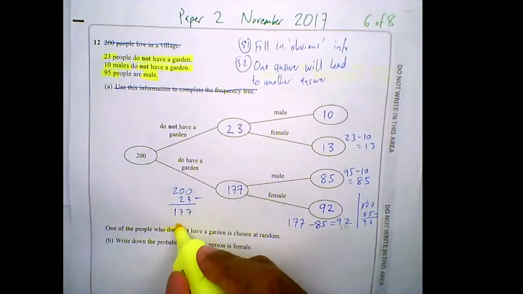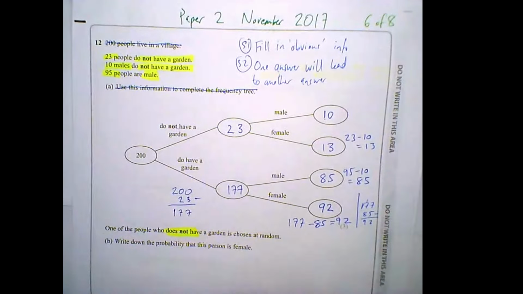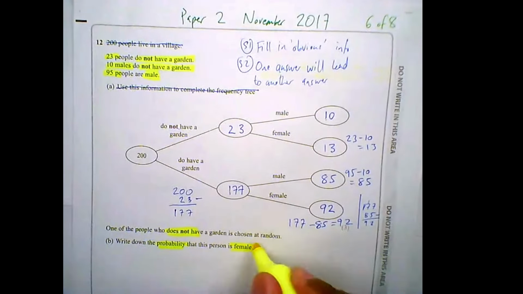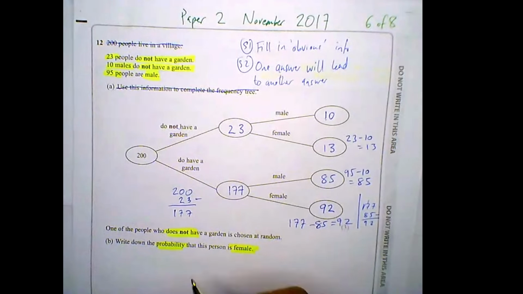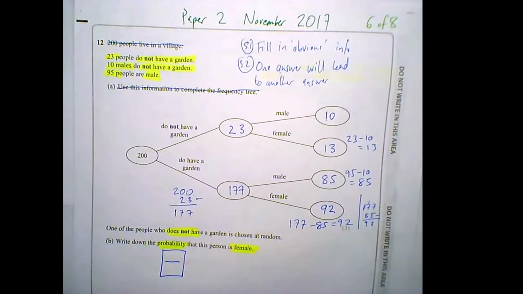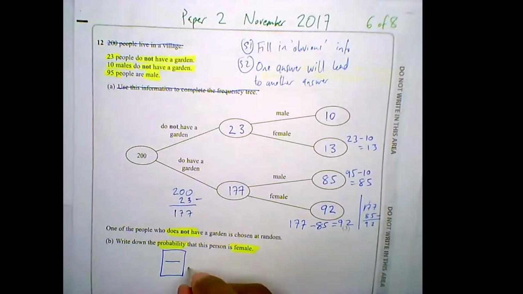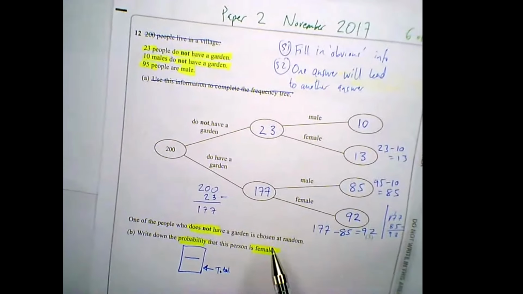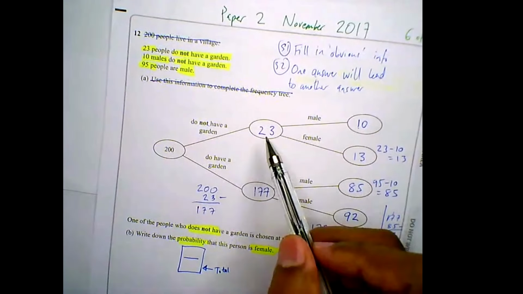Who does not have a garden. Write down the probability that this person is female. So similar to the previous questions, probability is a fraction, got 2 parts. What's my total here? One of the people who does not have a garden. So who does not have a garden is 23.